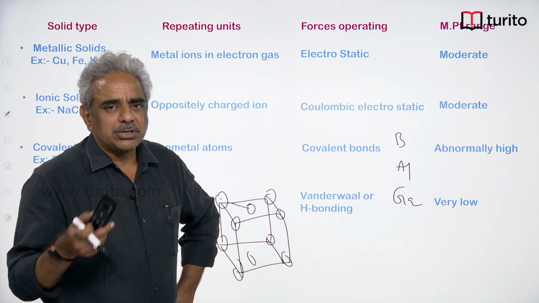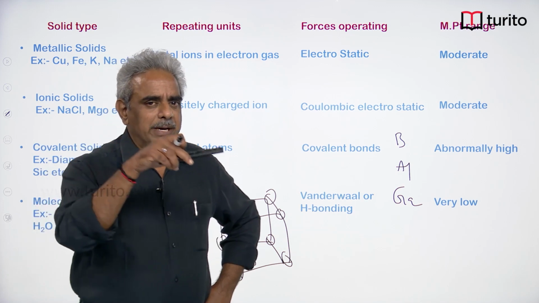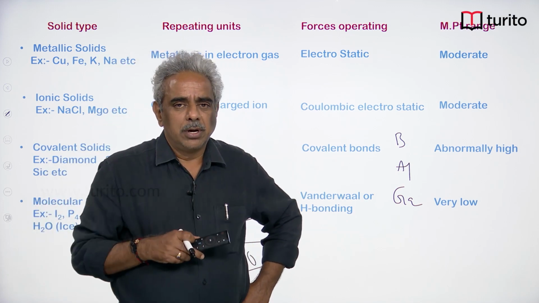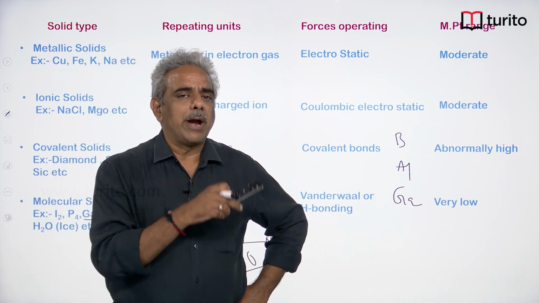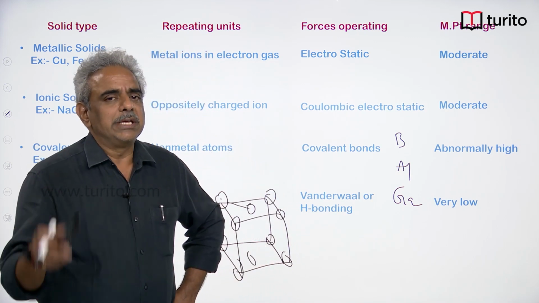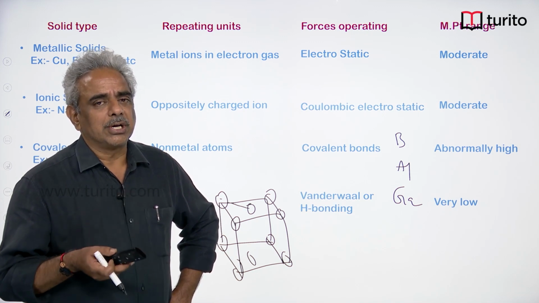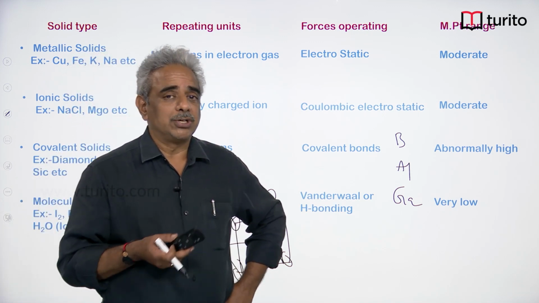Which will have the least melting points? Molecular solids. The repeating particles are molecules. Molecules are held by weak van der Waals forces or hydrogen bonding, whatever. So, it is very easy to dismantle the lattices, the crystal structures of molecular solids.